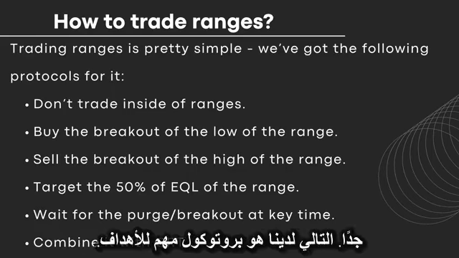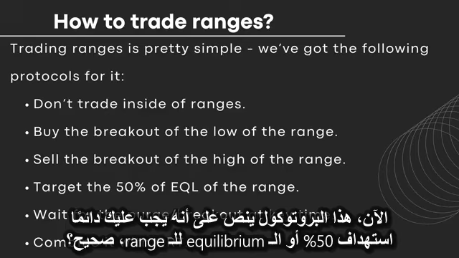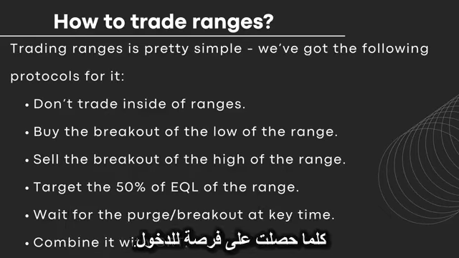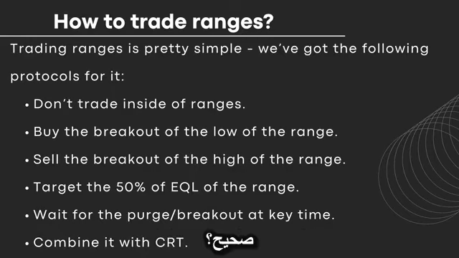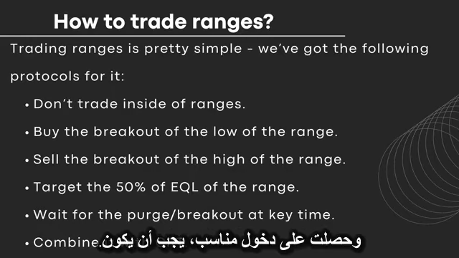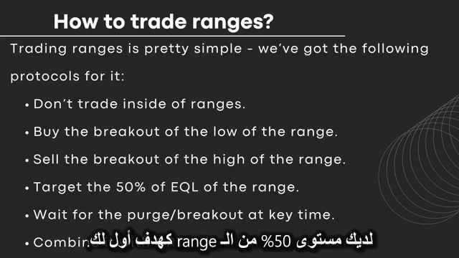Next one we've got is an important protocol for targets. This one says that you must always target 50% of the equilibrium of the range. Whenever you get an entry, and you get a proper entry, you must always have the 50% of the range as your first target.